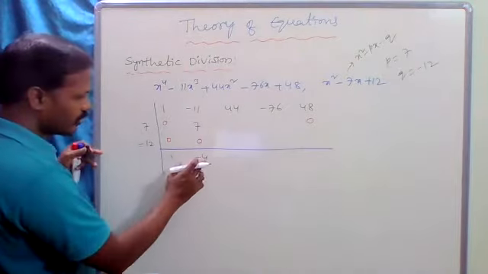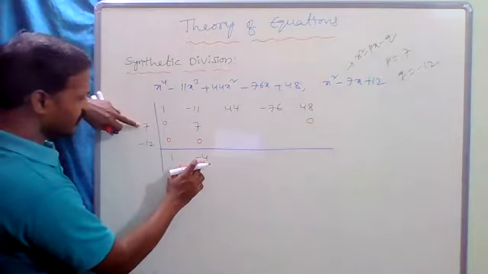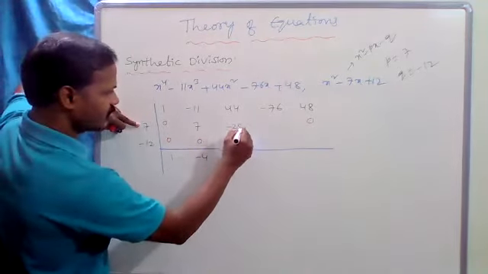Now what do you have to do? Multiply minus 4 with 7, minus 28.